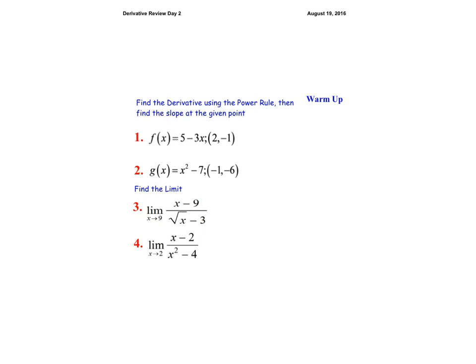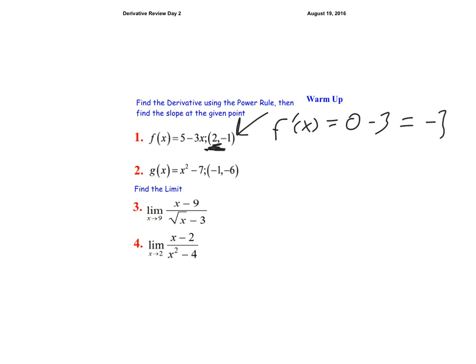For the first one, we first want to find the derivative before worrying about what this number is used for. So let's do a derivative using the power rule. When you do the derivative, you're going to end up with 0 minus 3, so negative 3. And we don't even have to plug in the 2 to find out what that slope would be. So the slope is the same everywhere, negative 3.